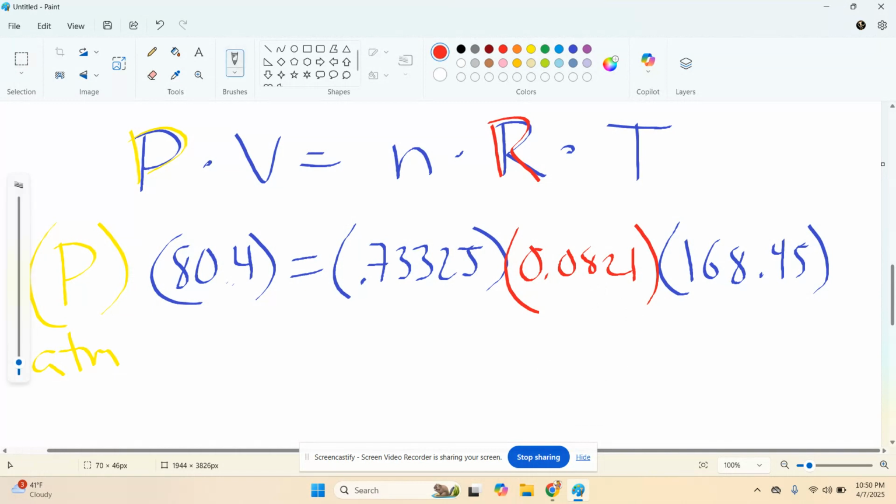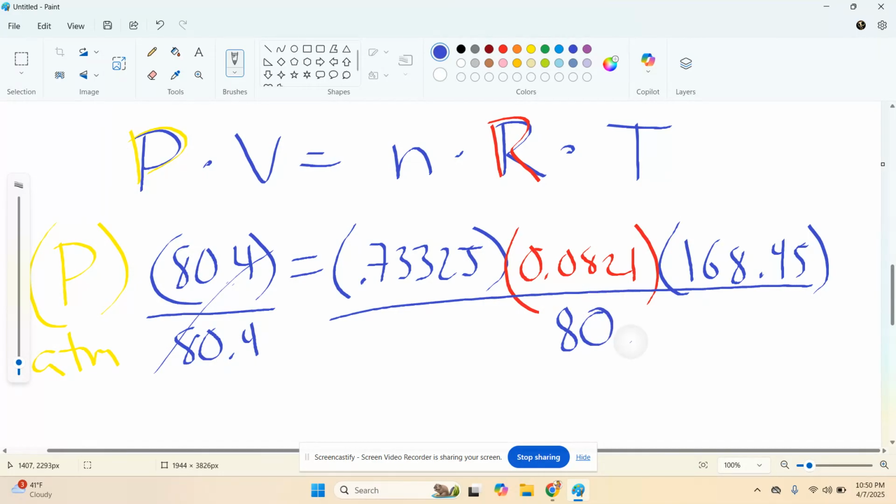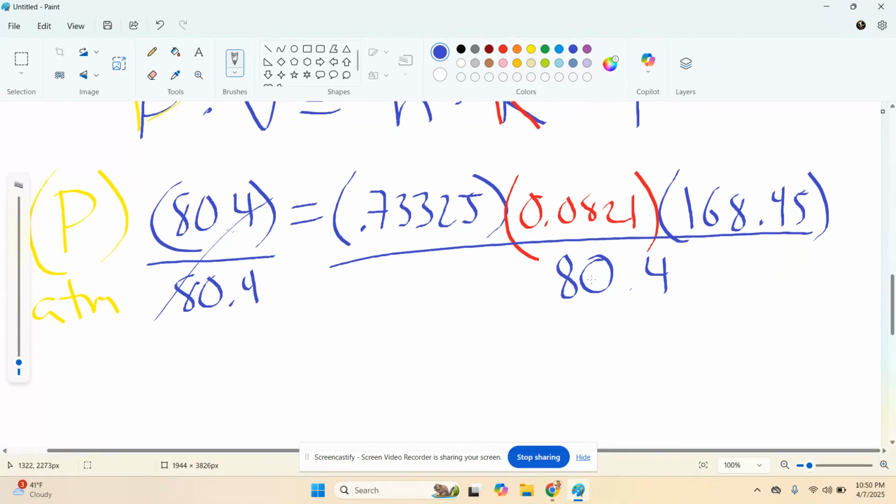All right, so here we go. We're solving for pressure, so let's divide both sides by the volume, 80.4 liters. It cancels out over here. So the pressure is equal to 0.73325 times 0.0821 times 168.45 divided by 80.4. Let's get that decimal in there real good. I'm going to plug this into my calculator now: 0.73325 times 0.0821 times 168.45 divided by 80.4.